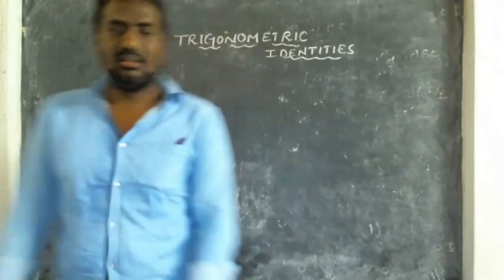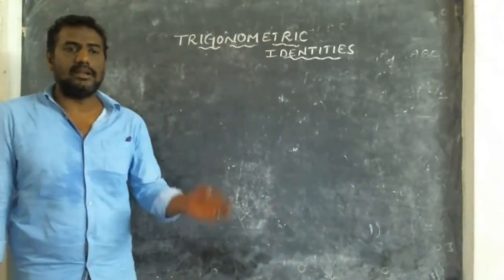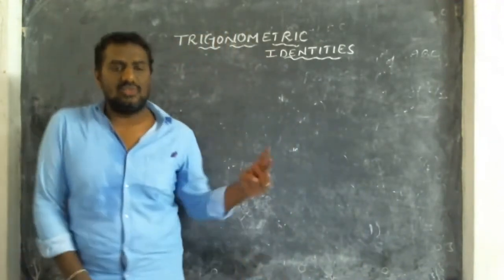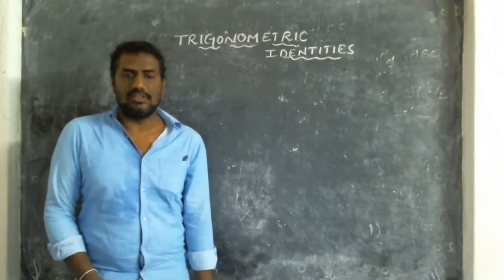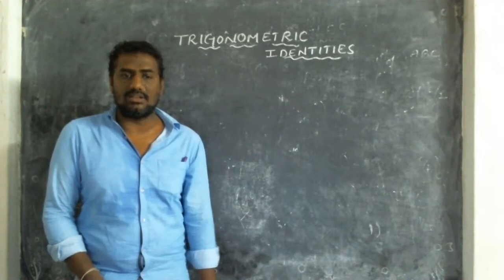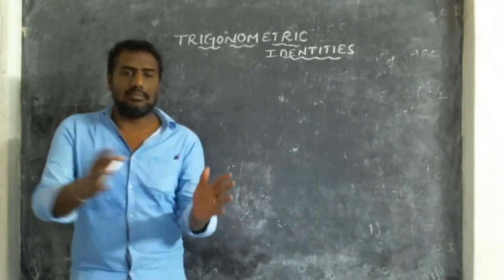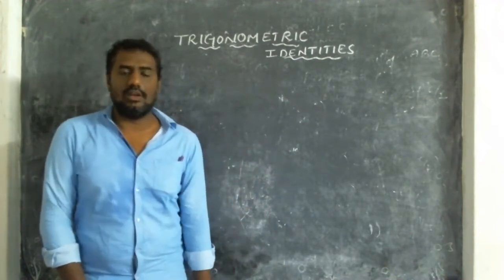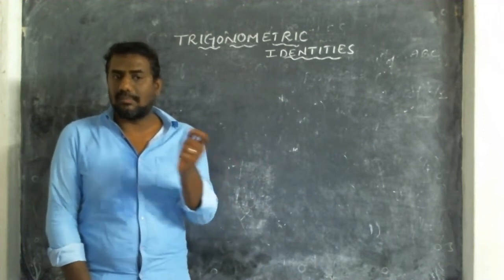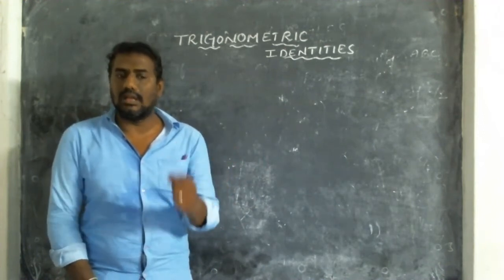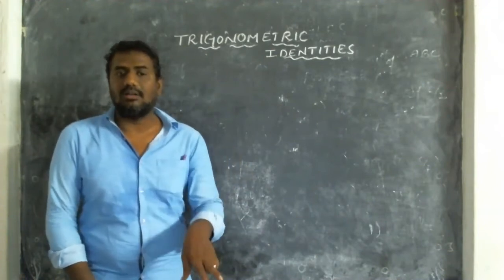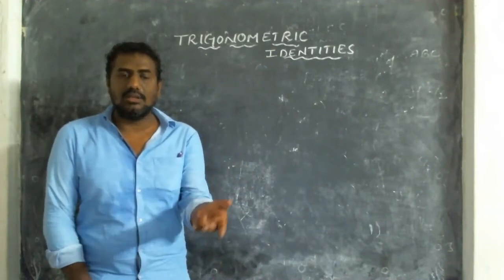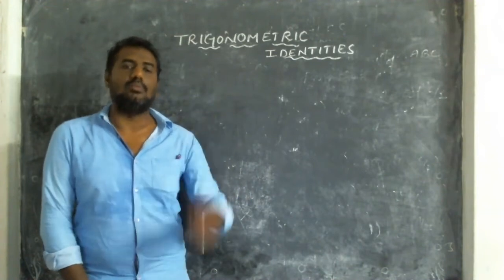Hi children, in this session we'll go for the trigonometric identities. In the last two sessions we completed complementary angles, part 1 and part 2. There we studied what is meant by complementary angle, how to convert the angle and how to convert the trigonometric ratio. In the second part we used those formulas to solve trigonometric problems.